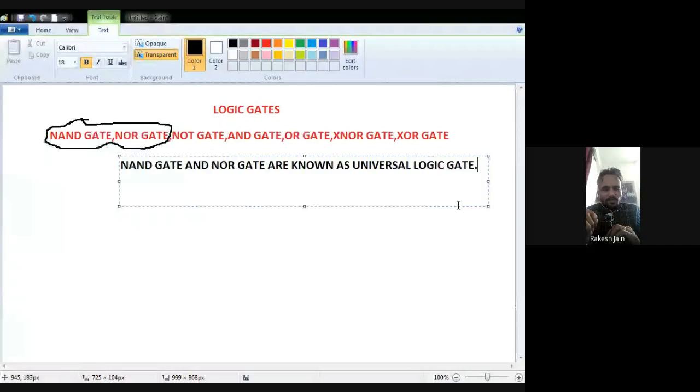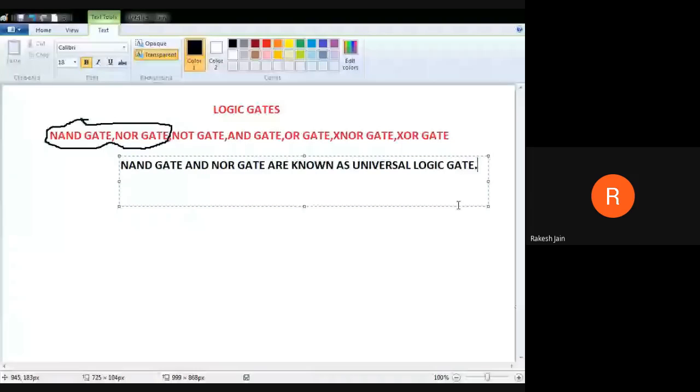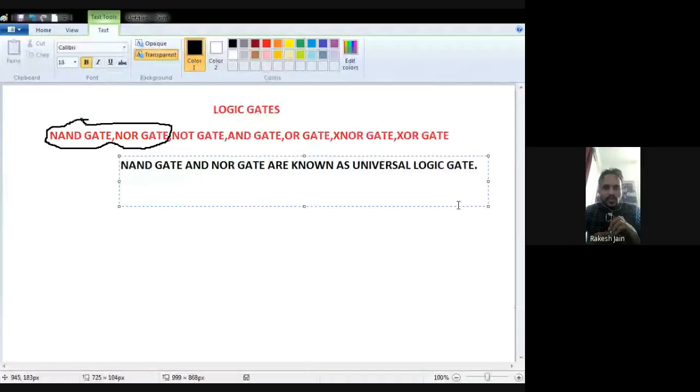First of all, I will explain the different logic gate IC numbers. So see very carefully, these are different kinds of logic gates. Now, which are the universal logic gates among these? Remember one thing, that NAND gate and NOR gate are known as universal logic gates. This NAND gate is a universal logic gate as well as this NOR gate is a universal logic gate.